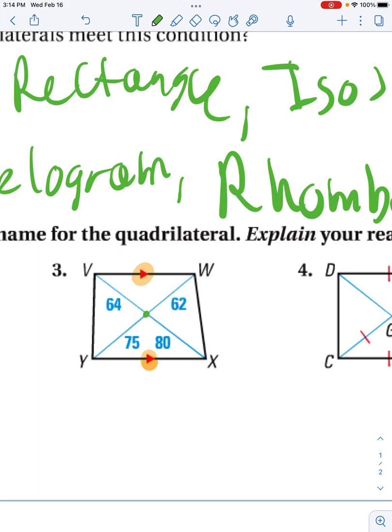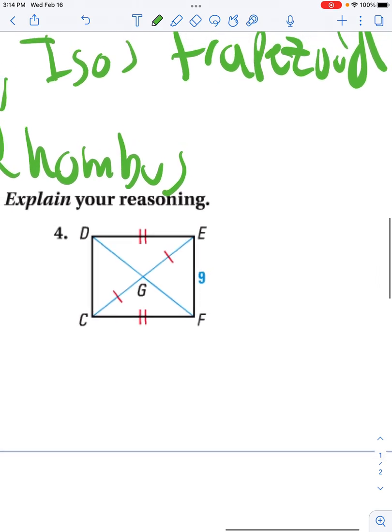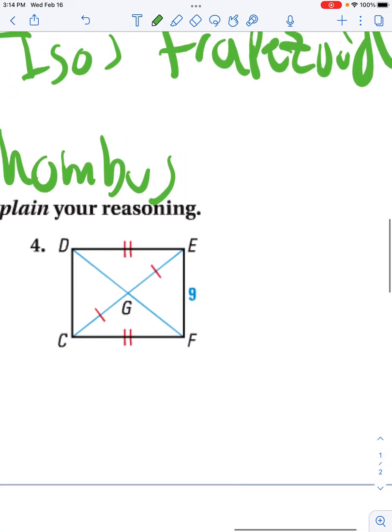Therefore, my only choice is a trapezoid or an isosceles trapezoid? And because I don't know what those sides are, but I know it's not going to be the same, because again, if I were to create a triangle here, I have 62 and 80. This triangle uses 64 and 75. They're not going to be the same. So this is just an old-fashioned regular trapezoid.